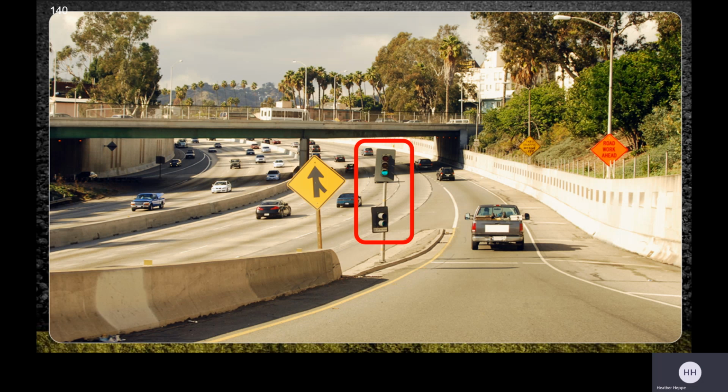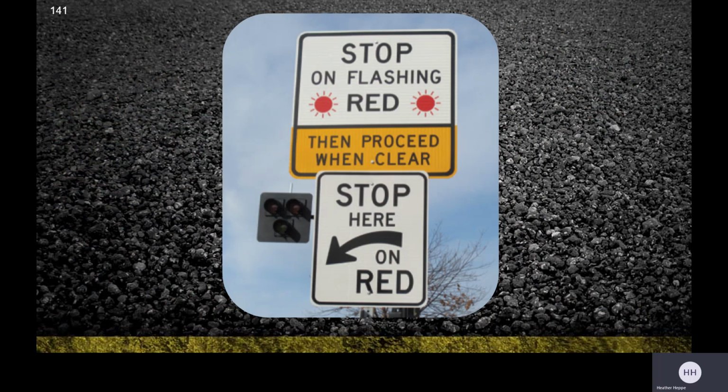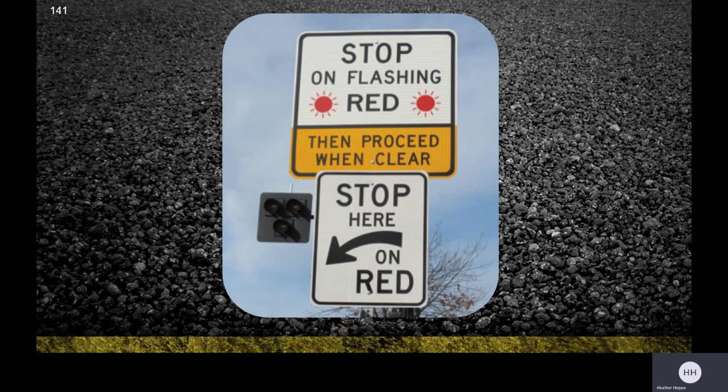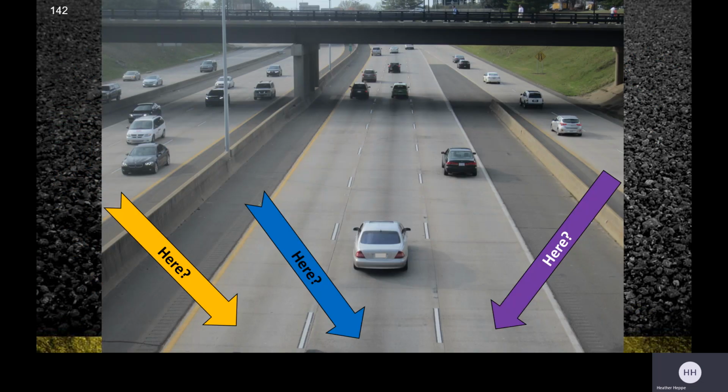So again, this is a different view than what we're used to seeing in Michigan, but maybe someone you know in your family could explain where one of these are. So here, stop on flashing red and proceed when it's clear. Again, this would probably be the sign for this light right here. And it's something I'm unfamiliar with in Michigan, but doesn't mean it doesn't exist.